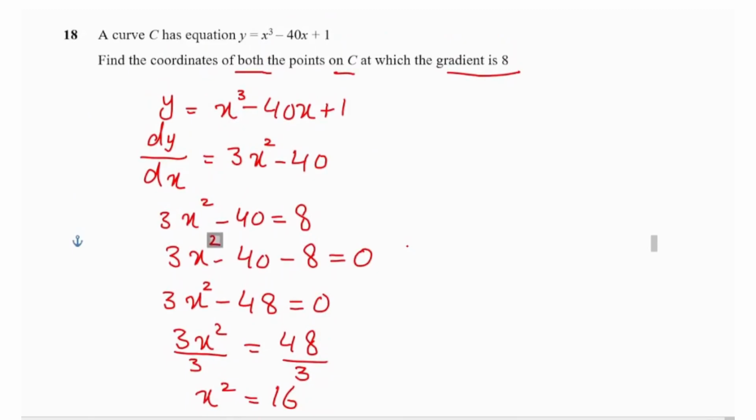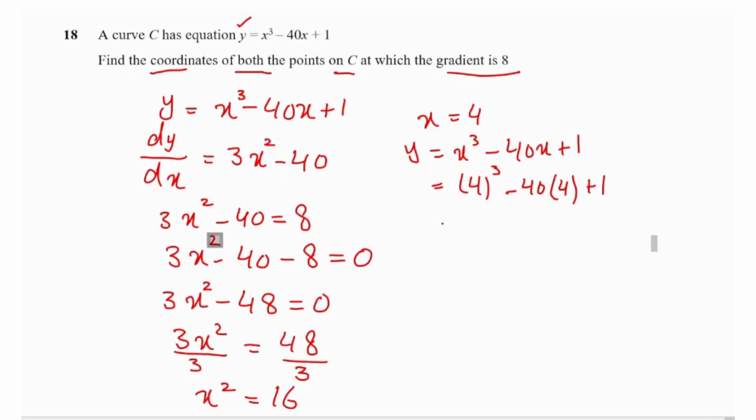So the question says you need to find the coordinates of both points. Okay, so we have when x equals plus 4. So what is the y value? Let's use this function again: y equals x cubed minus 40x plus 1. So our x value is 4, so 4 cubed minus 40 times 4 plus 1. And when you use your calculator, you will get minus 95. It means when x is 4, y is minus 95. So we got one point.